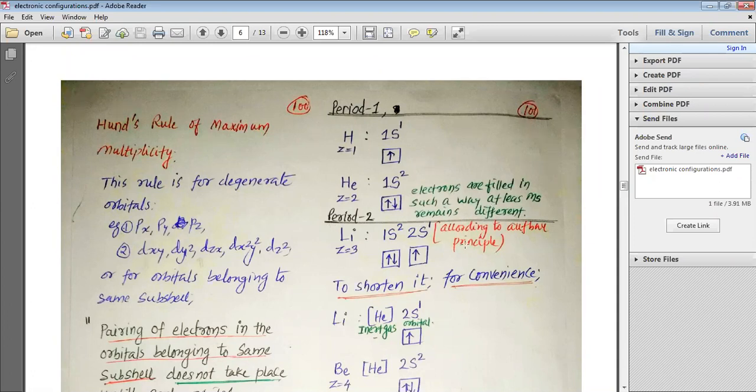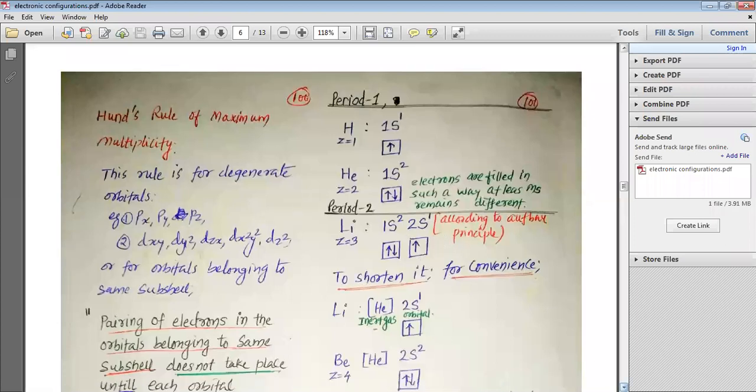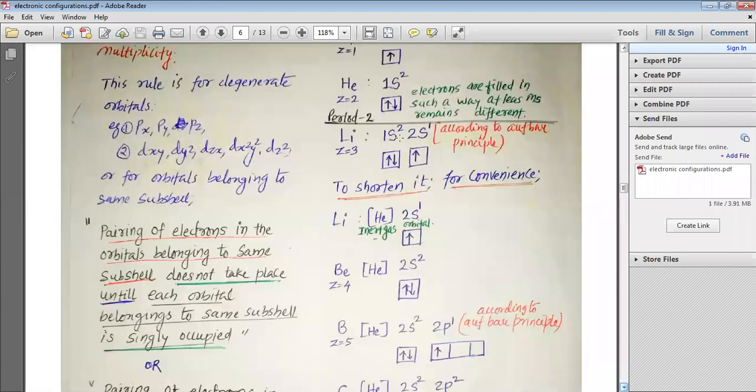So according to the Aufbau principle, after 1s is completely filled, the electron goes to the 2s orbital. To shorten the electronic configuration, instead of 1s2, for convenience we will write [He]. So the electronic configuration of lithium is [He] 2s1. We represent the electronic configuration as the inert gas and then the outer orbitals.